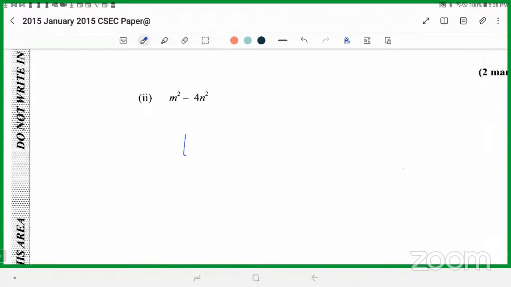When I see this, I see the squared term. That's a squared term really, because the 4 is the same as 2 squared. So this can be expressed as the difference of two squares. I can rewrite it as m squared minus 2n all squared, because I have the n squared and the 4 is the same as 2 squared. So it can be written like this, difference of two squares.